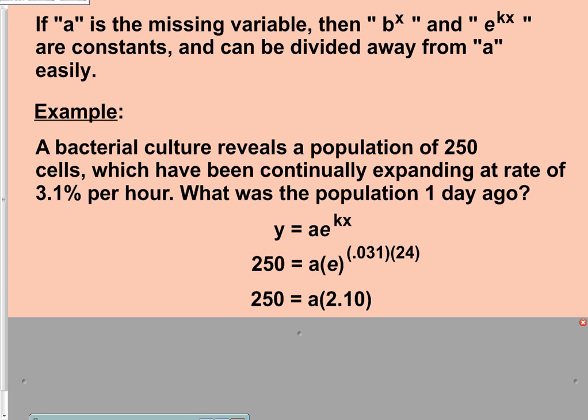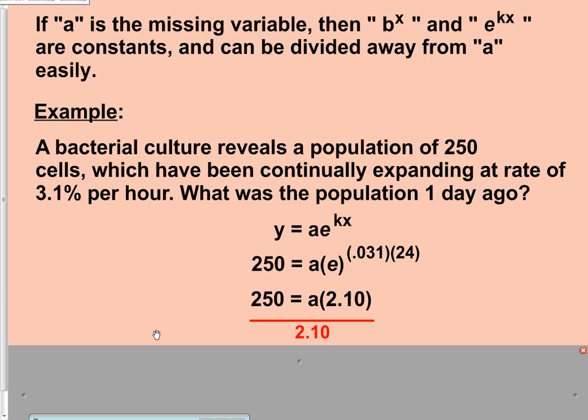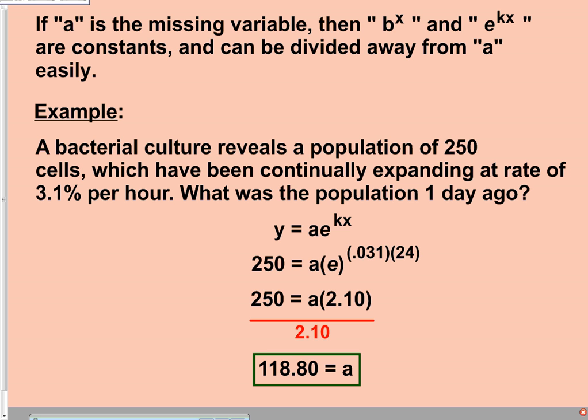Now, the only thing left to do is to get that 2.1 away from our A, and A will be isolated. As you can see, 2.1 is multiplying times A, and the opposite of multiplication, to move it to the other side, is division. So we will divide both sides by 2.1. And 250 divided by 2.1 is 118.80. It's okay to round your decimal points once you get to the answer and round them to the hundredths place. That will be good enough. So the initial population of the bacteria was nearly 119 cells, which more than doubled in a 24-hour period.